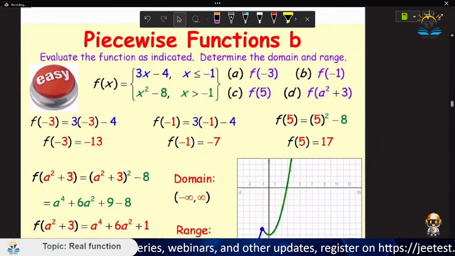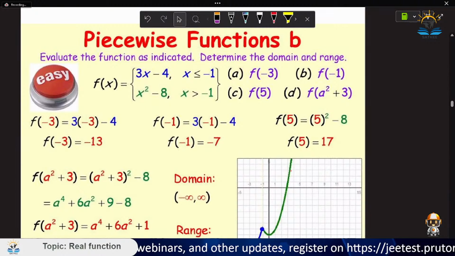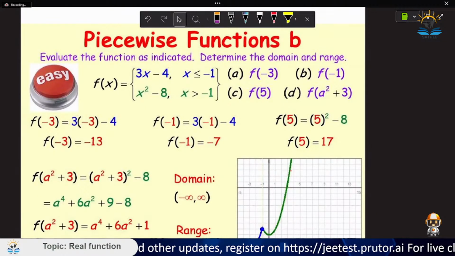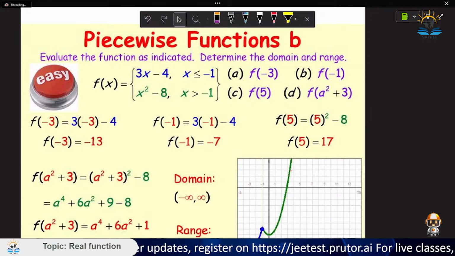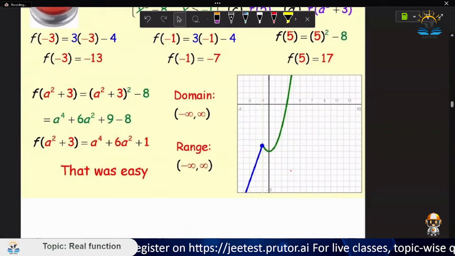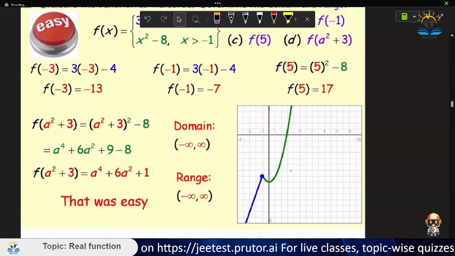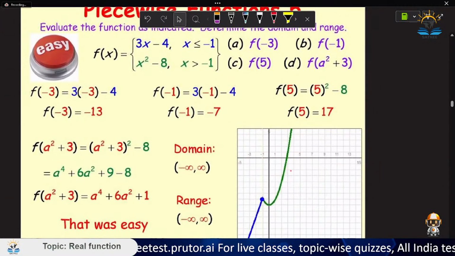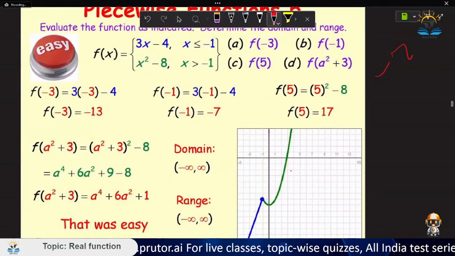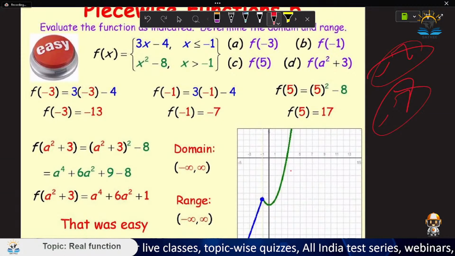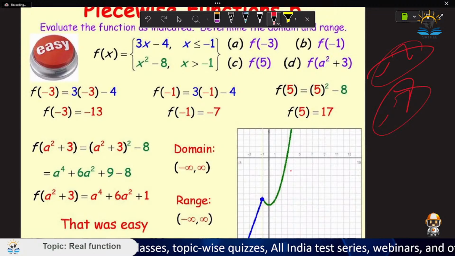It's another piecewise function wherein the first piece is 3x minus 4, where x is less than 1, and the second is x square minus 8, where x is greater than minus 1. Okay, so we'll solve this up, and this is giving us a continuous graph. Let's calculate the value of f of x at minus 1. So what we get is minus 7 and minus 7. So it is a continuous graph, and both of the values give the same value at minus 1.